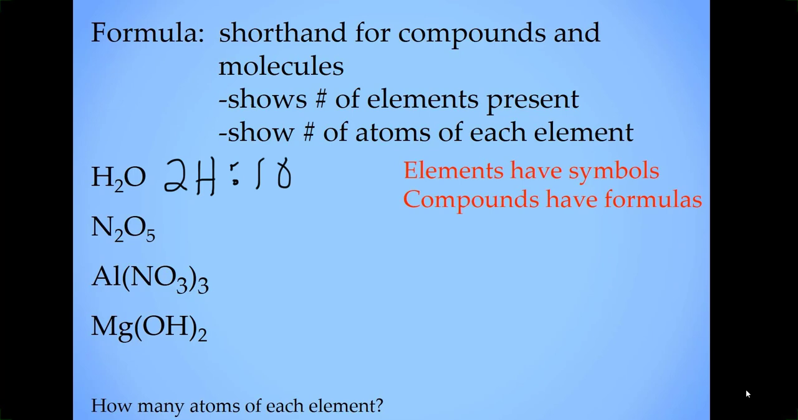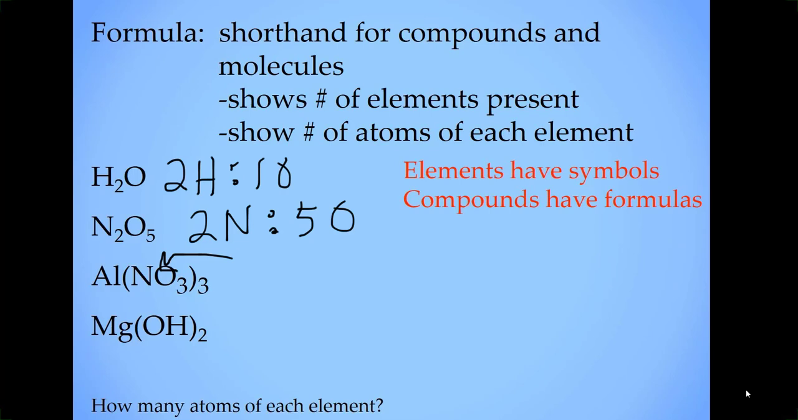Let's look at the next one. So the next one, we have nitrogen and we have oxygen, and they are combined in a ratio of 2 nitrogens to every 5 oxygens. This next formula is aluminum nitrate. Now in aluminum nitrate there is a polyatomic ion, and this polyatomic ion is NO3. Parentheses are used to show that we have 3 nitrate polyatomic ions for every 1 aluminum.